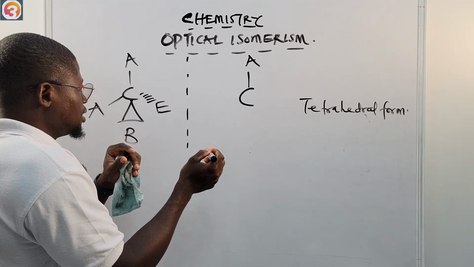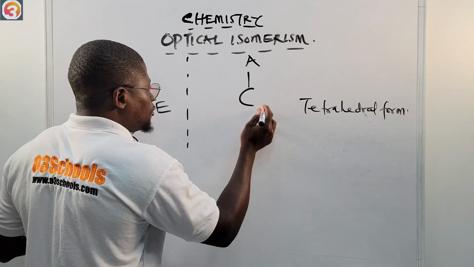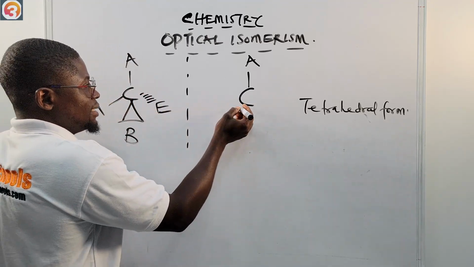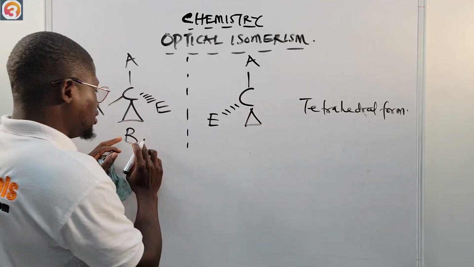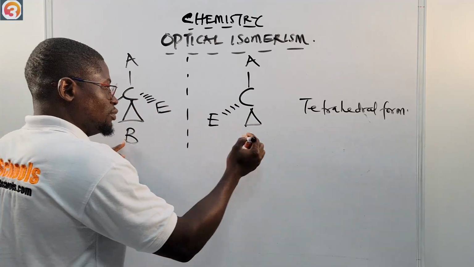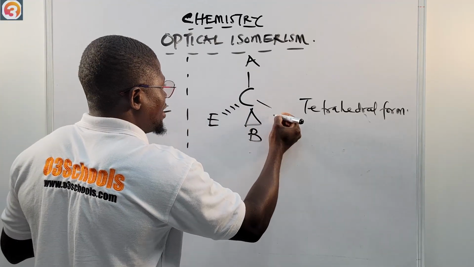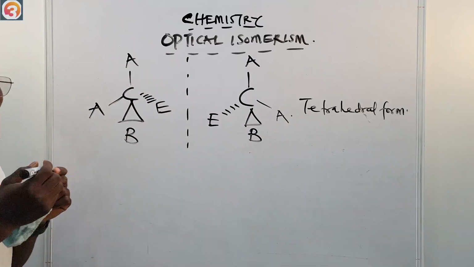So I'm going to be seeing this particular group on this side. This E will be on this side. Then this one that is going out of the page will still be going out of the page. And then I'm not going to have our A here. This is what I'm going to see in the mirror.